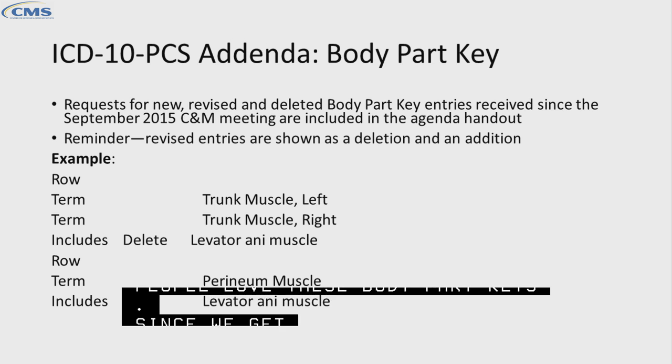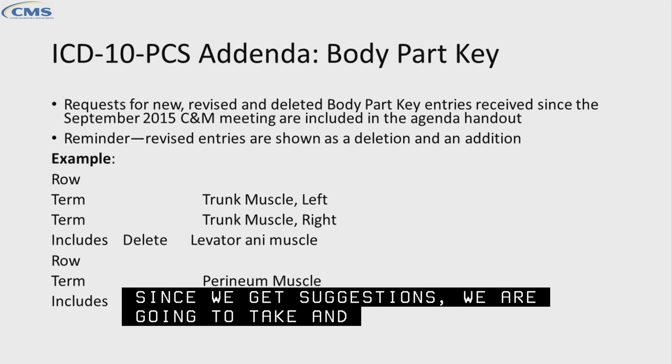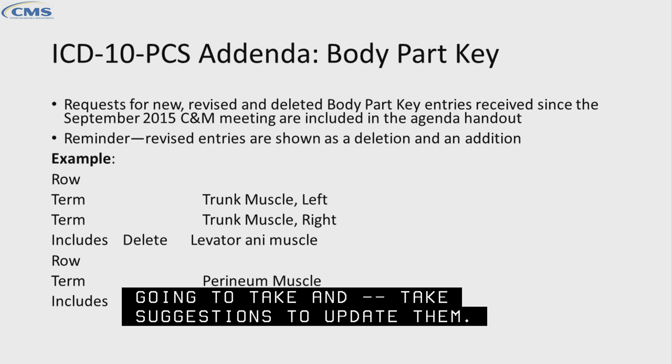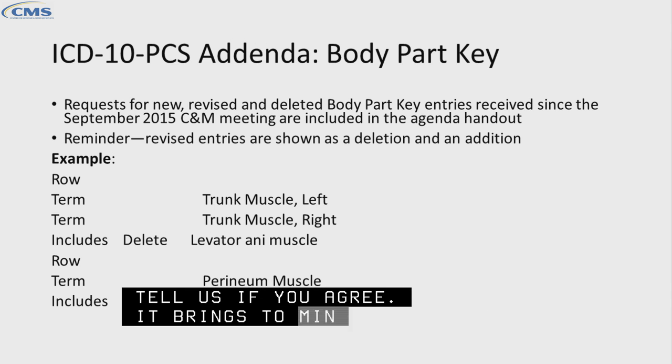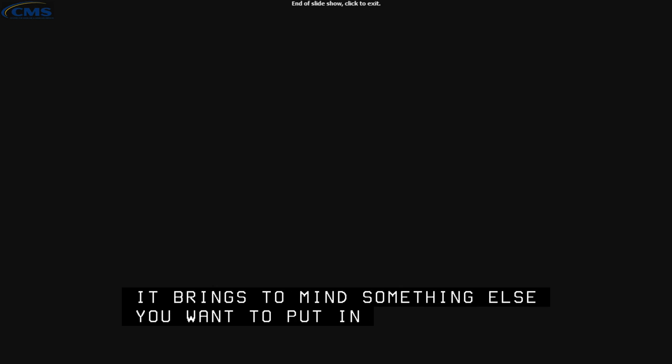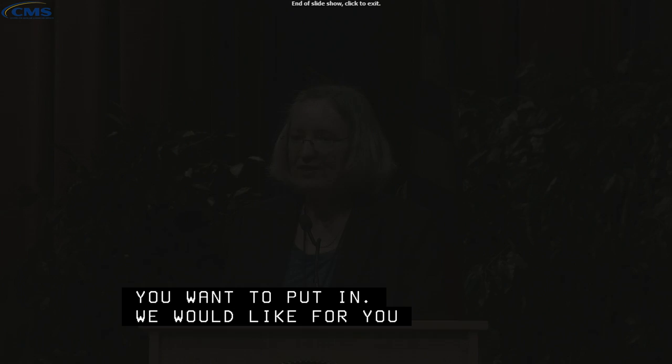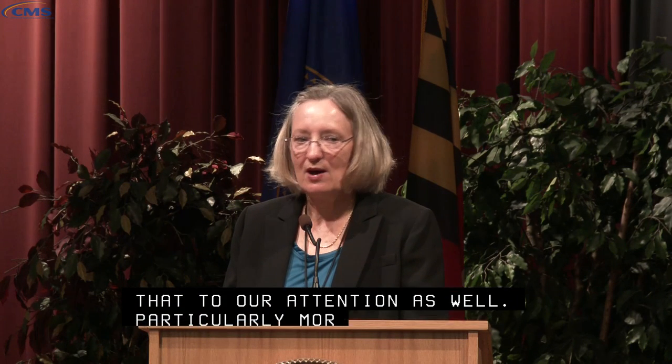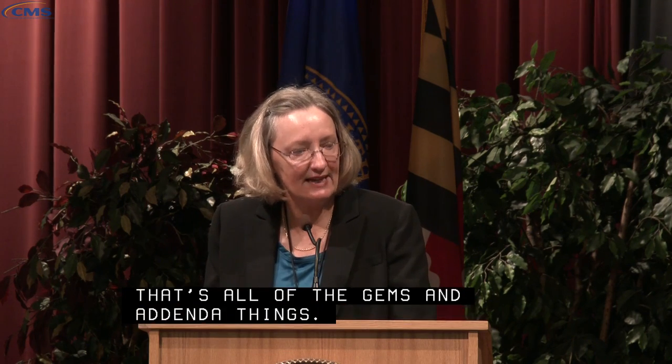And if it brings to mind something else you want to put in, we would love for you to bring that to our attention too, and particularly more issues that we can address at the September meeting. So that's all the GEMs and the addendum things. I want you to look through and send those by April the 8th. And at this point, we are going to stop for lunch. We will return at 1:30, where we will have two remaining topics.